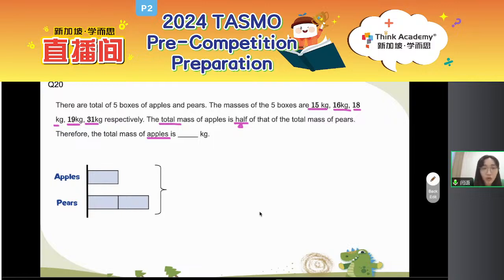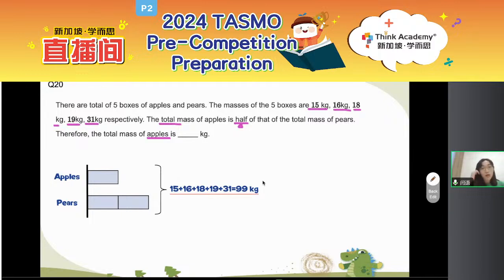And what about the total? How can we figure out the total? Think about it. Yeah, so how to figure it out? Okay, you just add all of them together, right? Now you see that the masses of the 5 boxes are 15, 16, 18, 19, and 31 respectively. So how to figure out the total? You just add them together. So here, look, 15 plus 16 plus 18 plus 19 plus 31, that is 99 kilograms. So 99 is just the sum.